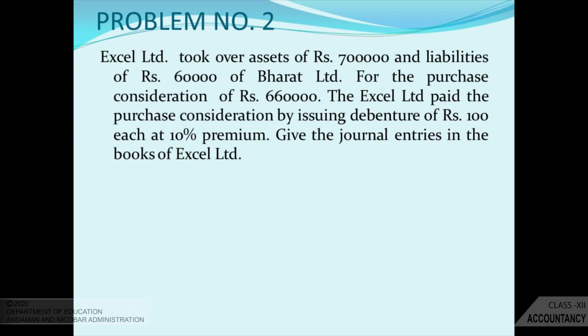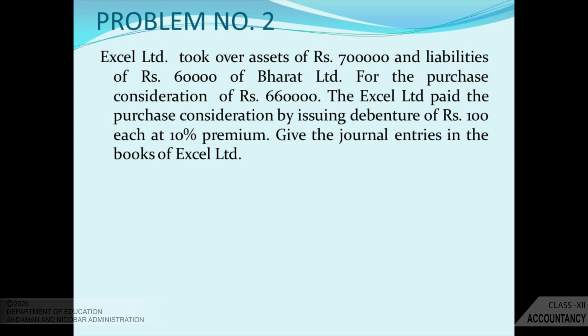Excel Limited paid the purchase consideration by issuing debentures of rupees 100 each at 10% premium. Give journal entries in the books of Excel Limited. What is given? Assets worth rupees 7 lakh. What is the next thing? Liabilities are also given, 60,000.